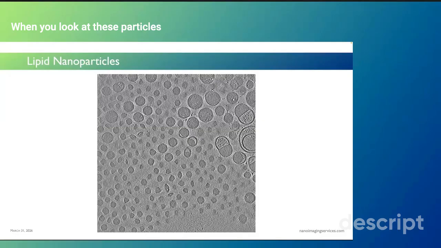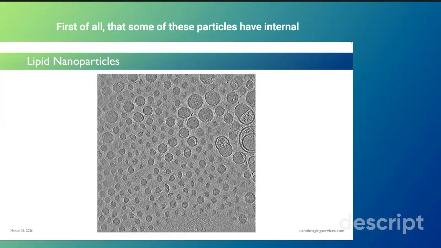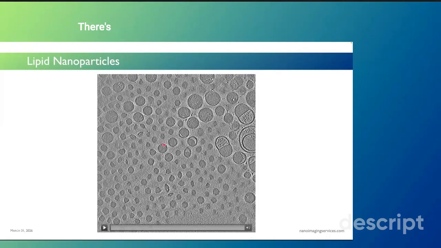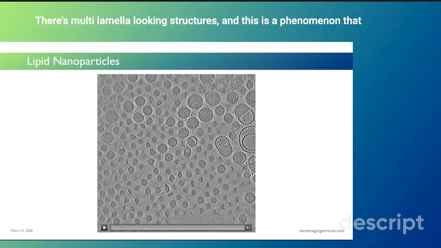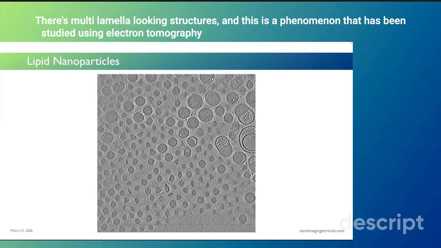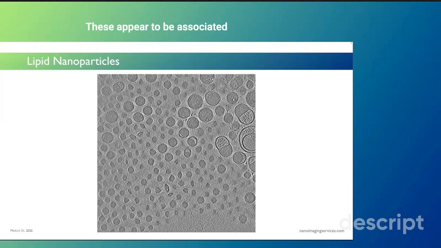When you look at these particles in electron tomograms, you see a lot of interesting things. First of all, that some of these particles have internal densities to them. There's dots in some of these particles, there's squiggly lines, there's multilamellar looking structures. And this is a phenomenon that has been studied using electron tomography by groups that have published papers. These appear to be associated with lipid RNA interactions. And this is a very interesting observation that we see in a number of LNP formulations.